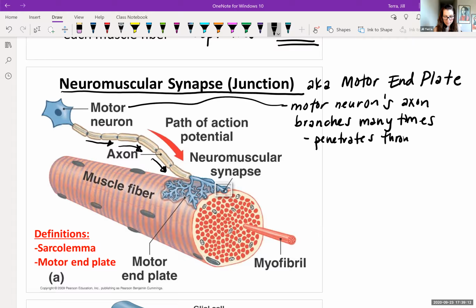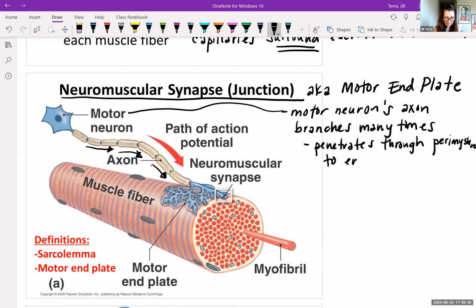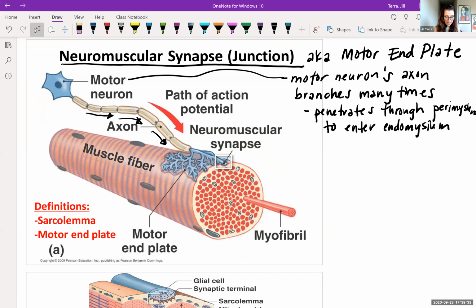the perimysium, right? And then through, right? So we said through the perimysium and then to enter the endomysium to serve an individual muscle fiber cell. And so that's what we see here. We see one muscle fiber, okay, that is hooked up to this motor neuron's axon. And so at the very end of it, we call it the axon terminal.